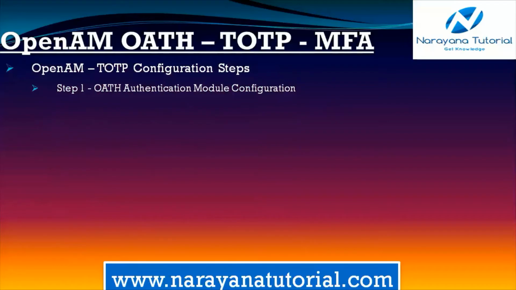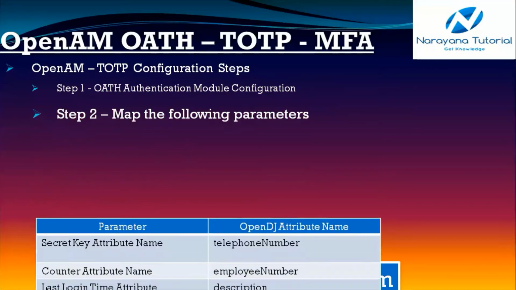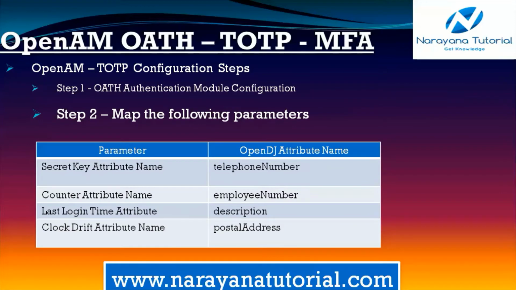Coming to the OpenAM level configuration: how to configure TOTP in OpenAM. Step 1, authentication module configuration. Step 2, map the following parameters. We would need to create some extra attributes in OpenDJ, but currently we are not creating new attributes. We are going to use existing user attributes to configure the TOTP, like telephone number, which we use as the secret key attribute, then employee number, counter attribute, description, last login, postal address.